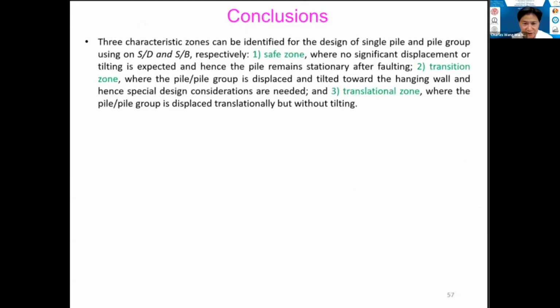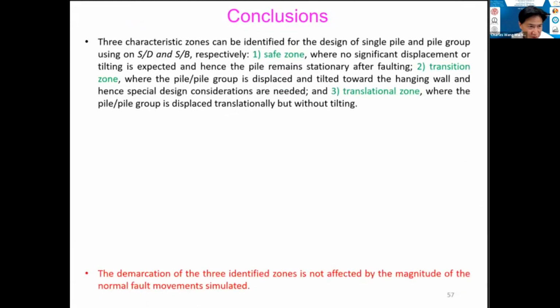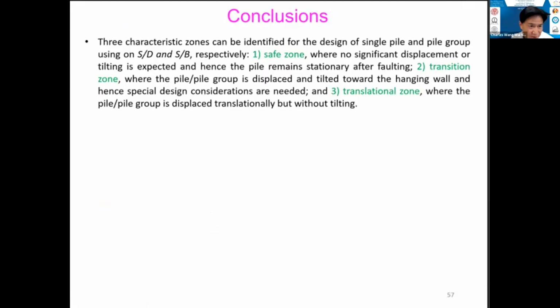Okay, so let me quickly summarize what we have identified. Certainly, for designers, one thing is very clear: there are 3 zones that can be identified. One is called the safe zone, which I call zone 1. There's no significant displacement, tilting or settlement to be aware of in zone 1. But zone 2 is the transition zone. That's the trouble zone, if you like.